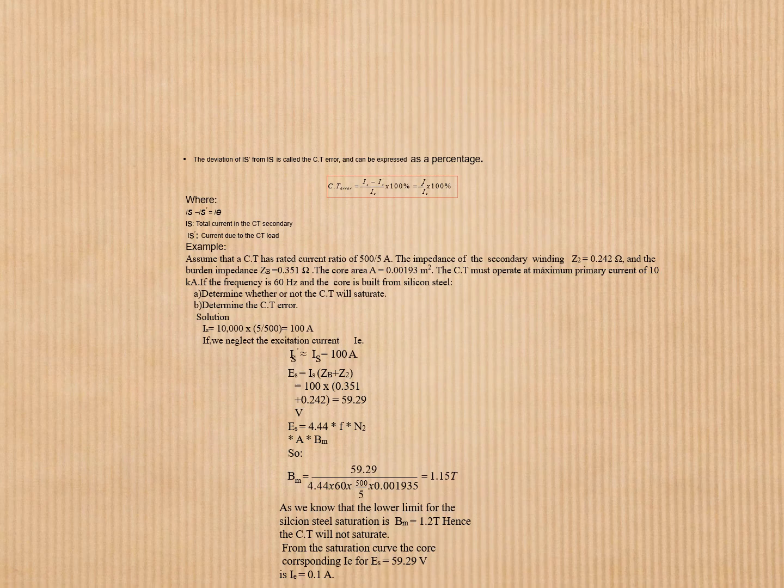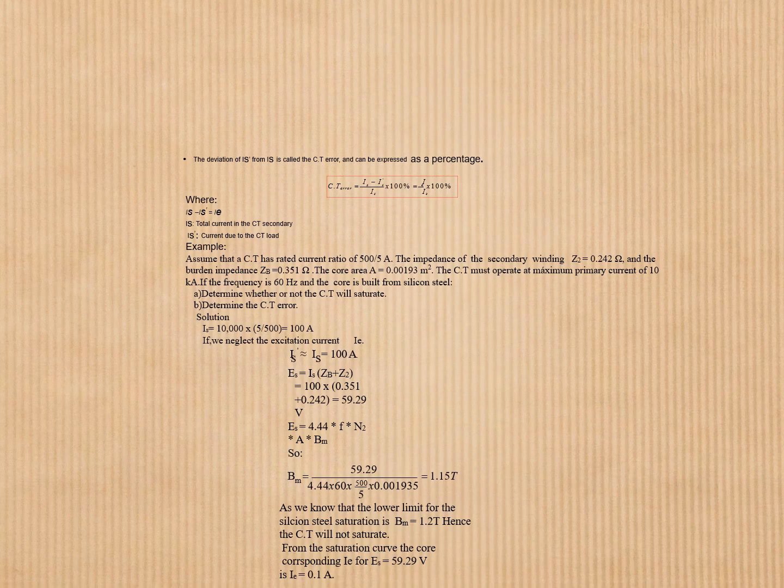Es equals 4.44 into F into N2 into A into Bm. So Bm equals 59.29 by (4.44 into 60 into 500 by 5 into 0.001935) equals 1.15 T. As we know, the lower limit for silicon steel saturation is Bm equals 1.2 T. Hence the CT will not saturate.